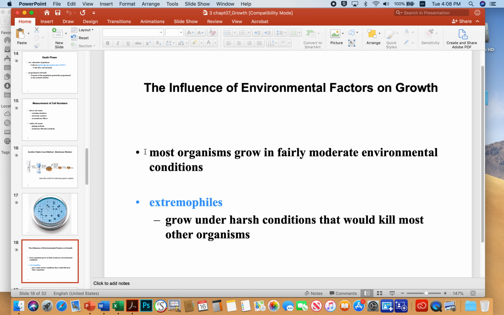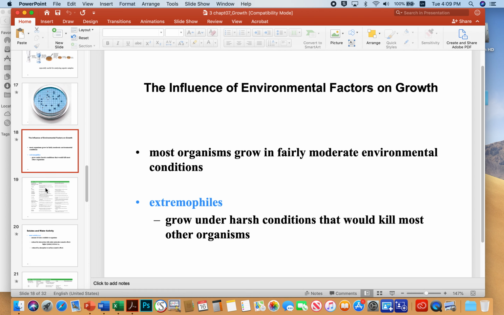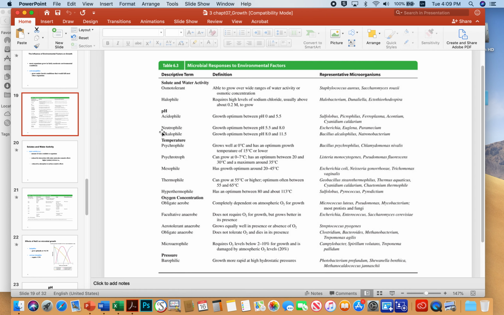So extreme environments can be a deep sea hydrothermal vent or the hot springs in Yellowstone or whatever, things like that, or the Great Salt Lake in Utah or the Dead Sea, things that are super high in salinity. A lot of the characteristics of microbes are broken down in this table here. So you have descriptive term, definition, and the representative kinds of microbes that might fall into those categories.